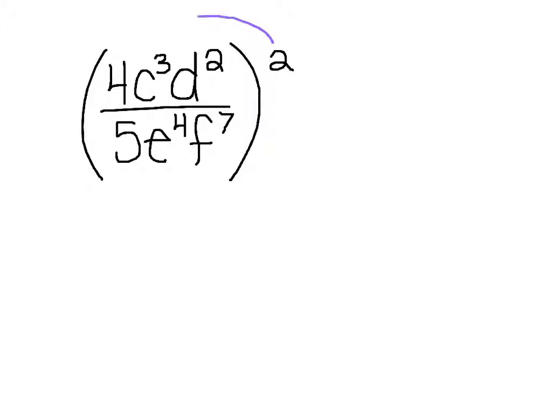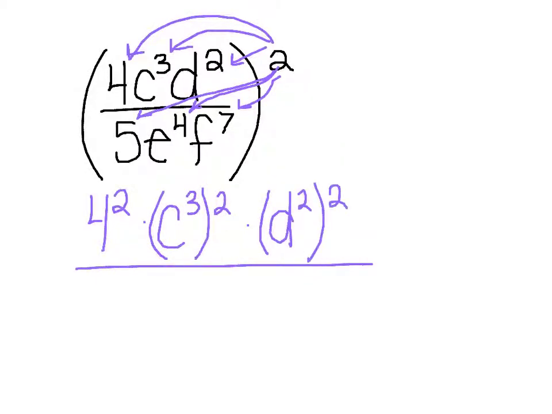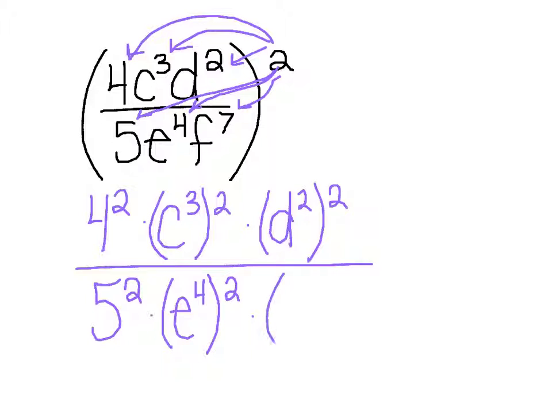So we're just going to take our power of 2 and distribute it to every term on the inside. So this is going to leave us with 4 to the 2nd times c to the 3rd to the 2nd times d squared to the 2nd all over 5 squared times e to the 4th to the 2nd times f to the 7th to the 2nd.